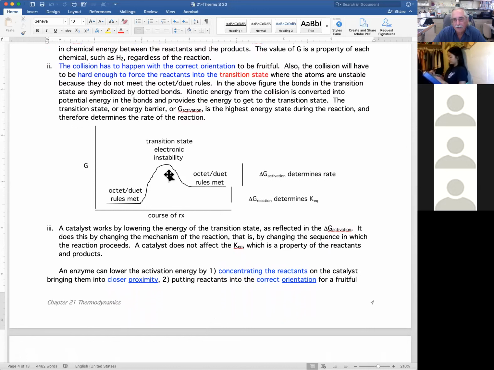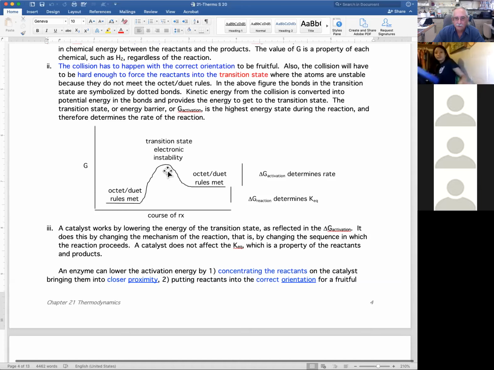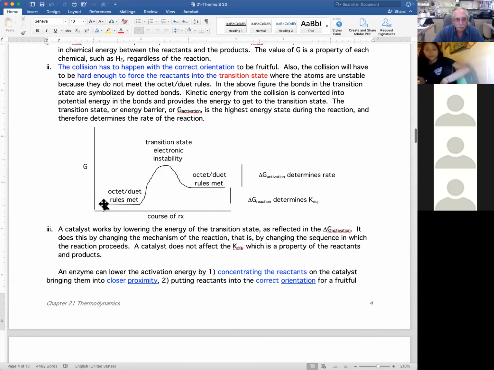So what does a catalyst do? A catalyst does not affect the energy of reactants or products. It doesn't affect the equilibrium constant. What a catalyst does is it interacts with the reactants in such a way as to lower the energy of activation, to lower this bump right here. That's what it does.